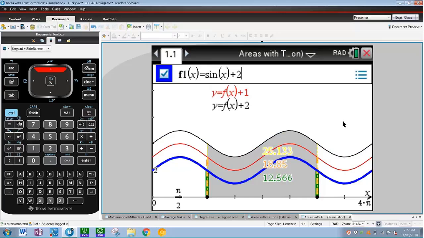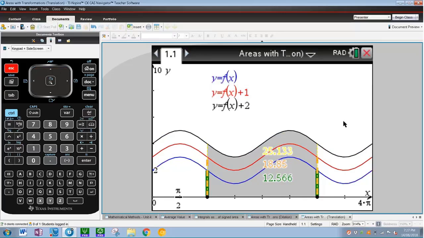So the blue graph is sine of x plus 2. The red graph is sine of x plus 2 moved up by 1, and the black graph is sine of x plus 2 moved up by 2. So what we've got is, again, a very similar setup where I've got two variable domain endpoints. And as you can see, the green area, which is under f of x, is about 12.566.